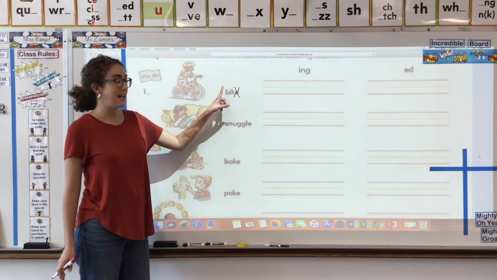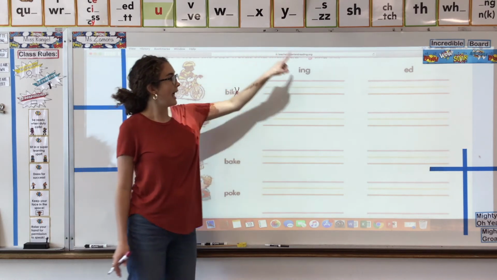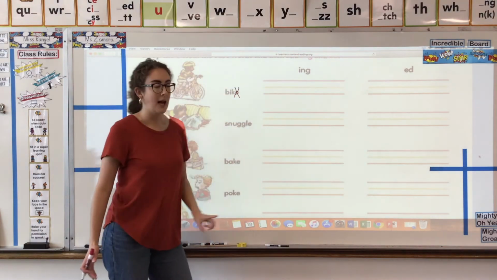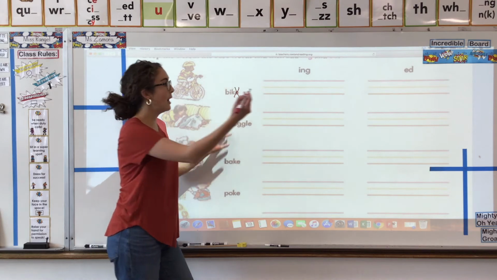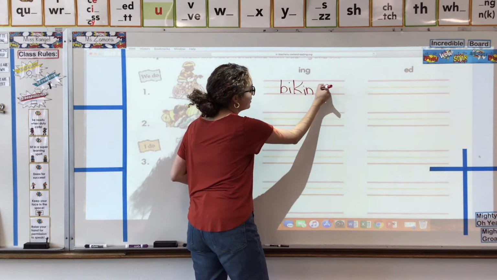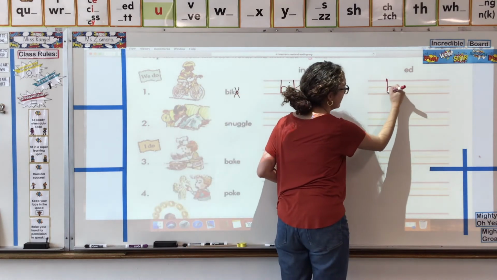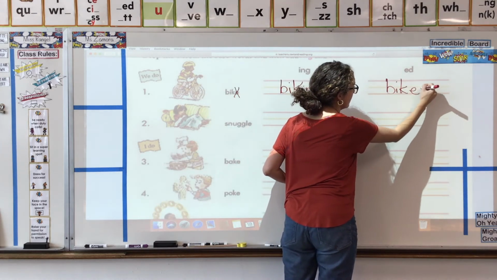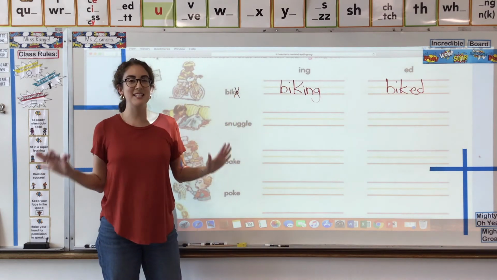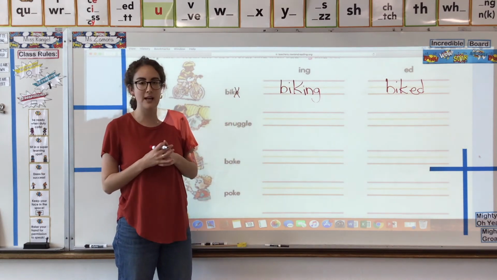So Super Scholars, can you write bike as a present action and a past action? I want us to do it all together. Here we go. I'm writing bike without the E. Okay. You have both written in your wonderful handwriting.